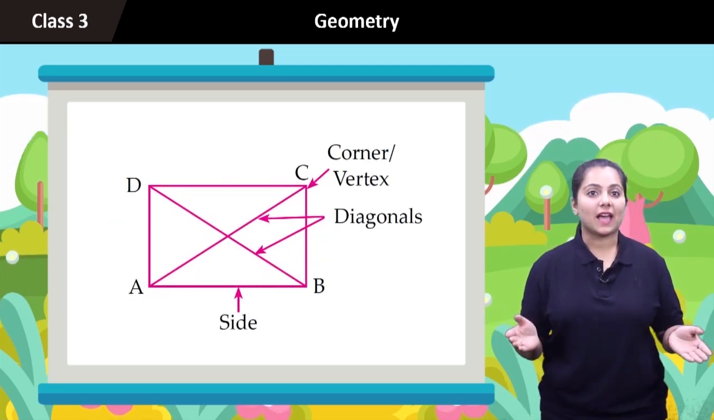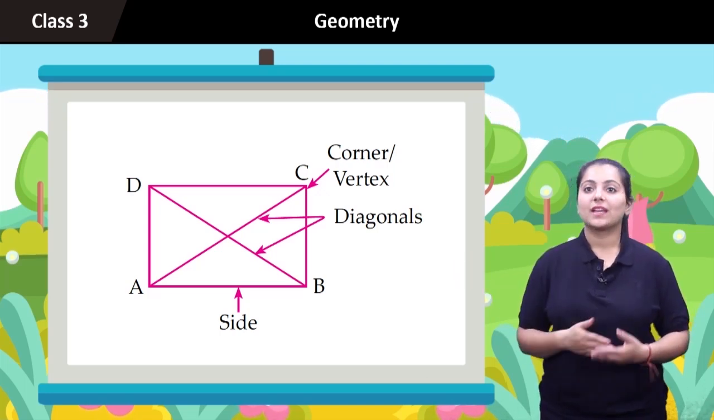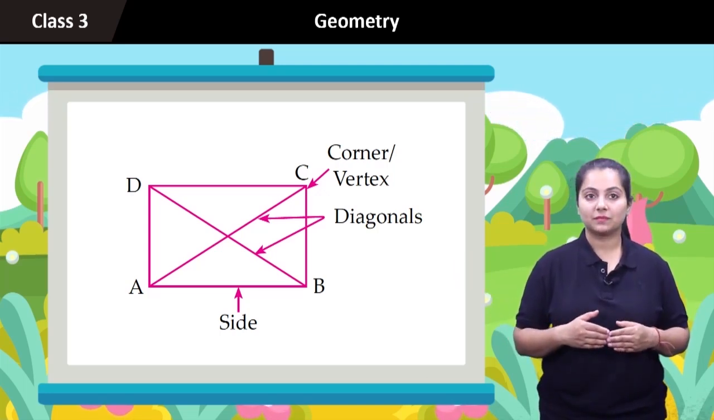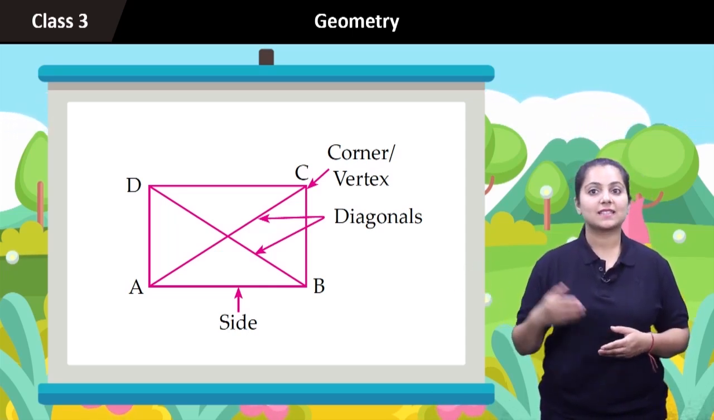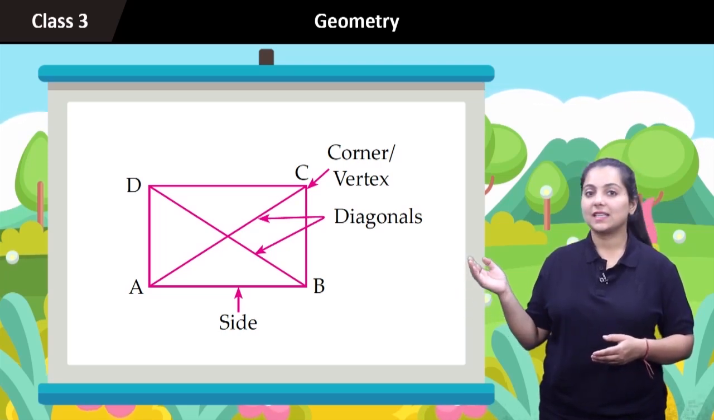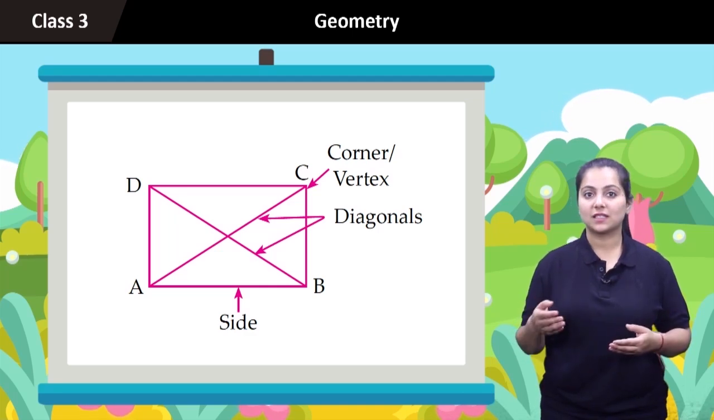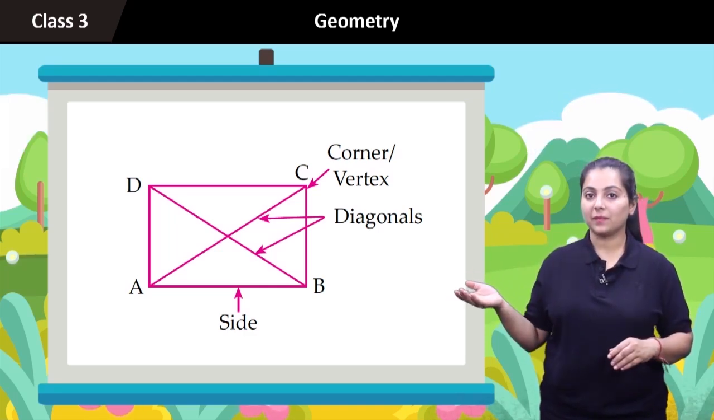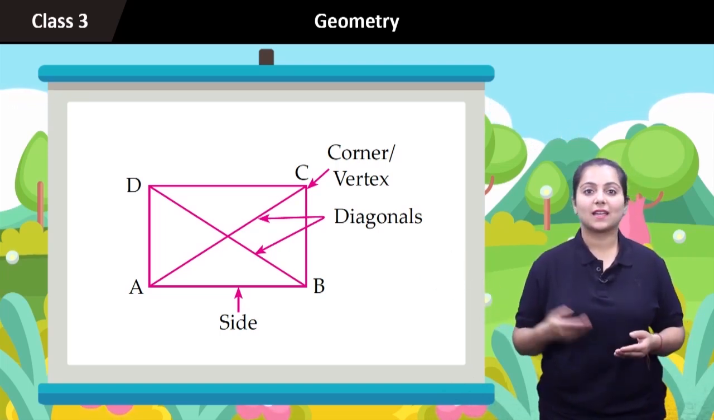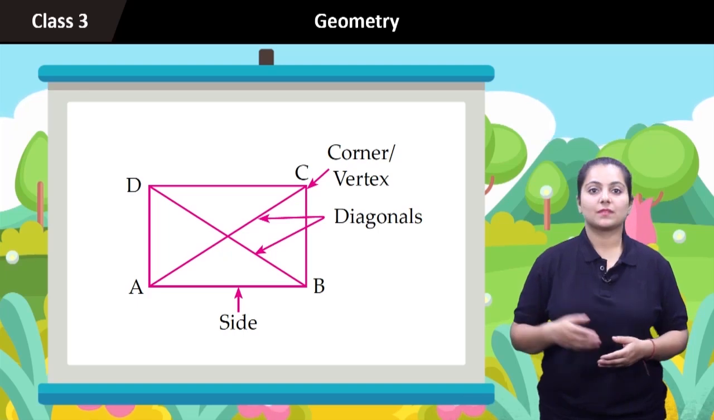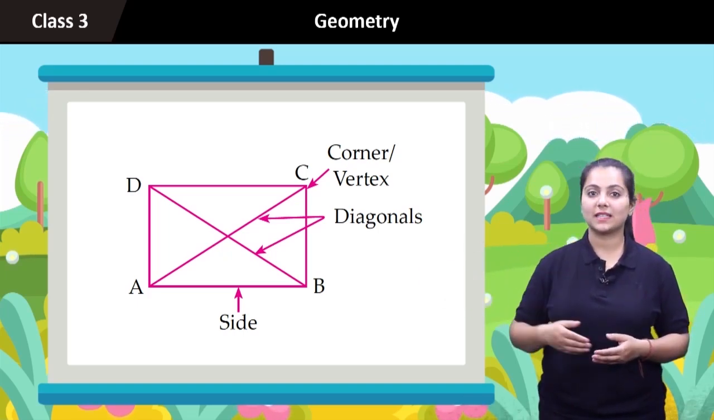Rectangle. A rectangle has 4 sides, 4 corners and 2 diagonals. Its opposite sides are equal. Here, ABCD is a rectangle. Sides AB, BC, CD and DA. Corners or vertices, plural of vertex, A, B, C and D. Diagonals, AC and BD. So AB is equal to DC and AD is equal to BC.